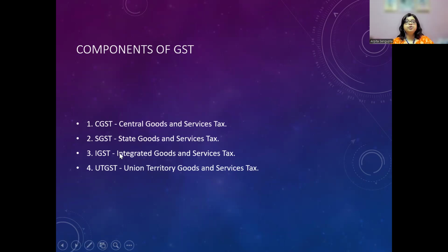Now, whenever goods are sold from one state to another state, which is known as interstate transaction, goods and services are supplied from one state to another state, which is known as interstate supply of goods or services. In that case, IGST is implemented, Integrated Goods and Services Tax. And whenever goods and services are being supplied within a union territory, then CGST and UTGST are applied. That means in that case, CGST and SGST is not applicable. For example, if the rate is 12%, 6% will be CGST, 6% will be UTGST.